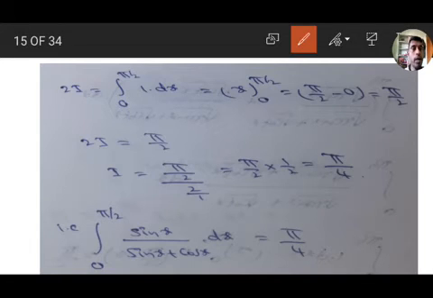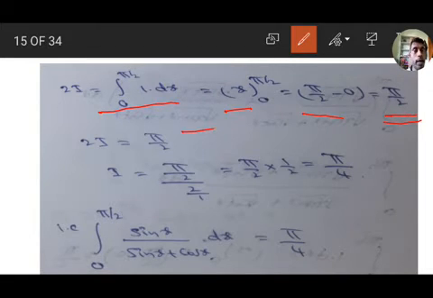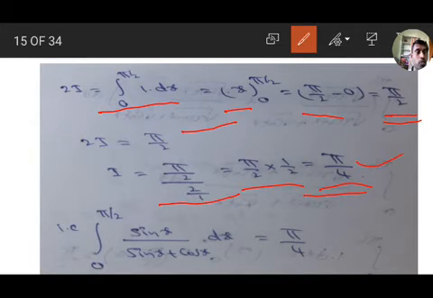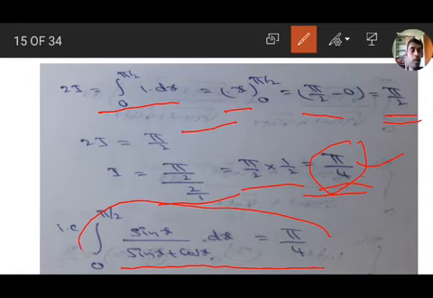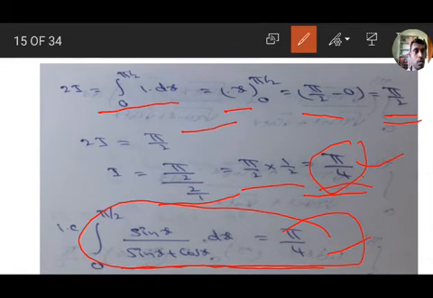2I equals integration 0 to pi by 2 of 1 into dx. The integration of 1 is x, so 0 to pi by 2, upper limit pi by 2 minus 0, that gives pi by 2. So 2I equals pi by 2, and I equals pi by 2 by 2, that is pi by 2 into 1 by 2, the reciprocal, which gives pi by 4. So I equals pi by 4, that is, integration 0 to pi by 2 sin x by sin x plus cos x dx equals pi by 4 is the answer.